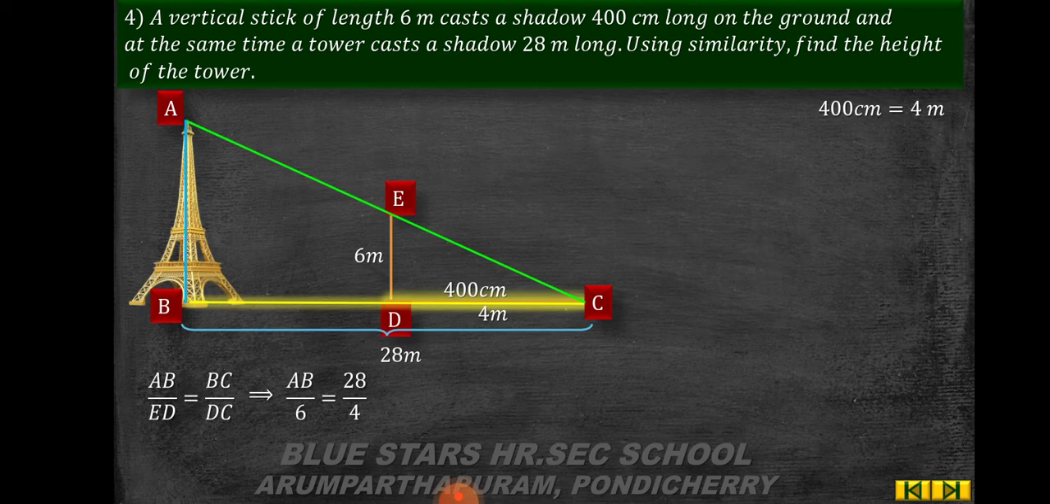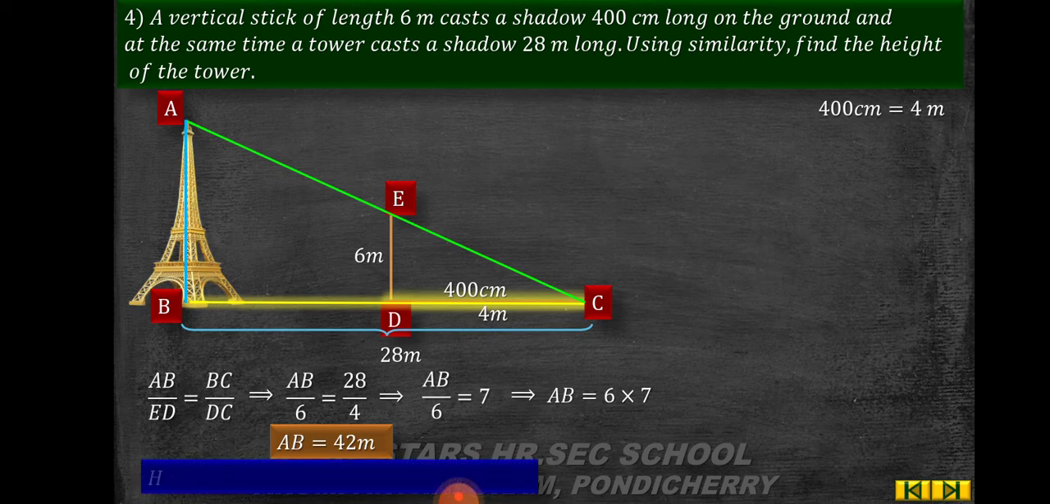So the first triangle ABC is right angled at B, and second we can see the smaller triangle which is right angled at D. So by using similarity, AB by ED is equal to BC by DC, which implies AB by 6 is equal to 28 by 4. So AB by 6 is equal to 7. So AB is equal to 6 into 7. Therefore AB is equal to 42 meter. Therefore the height of the tower is 42 meter.